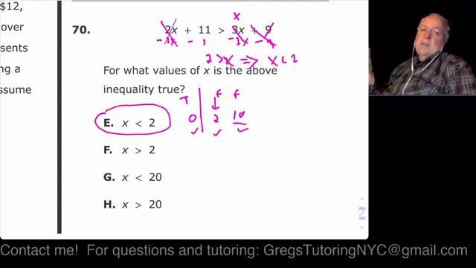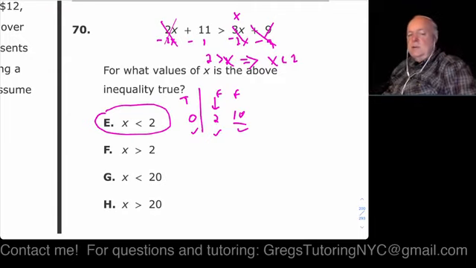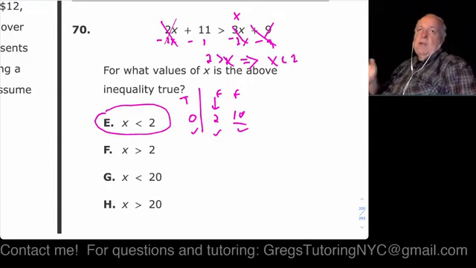I often get met with, why are you spending time doing all these checks? You're wasting time. You have to get to the next question. That's true. But I know now that I can leave question number 70 and not have to come back to it. I don't need to double check it. I already did all that right here on the spot. And I'm done with it.